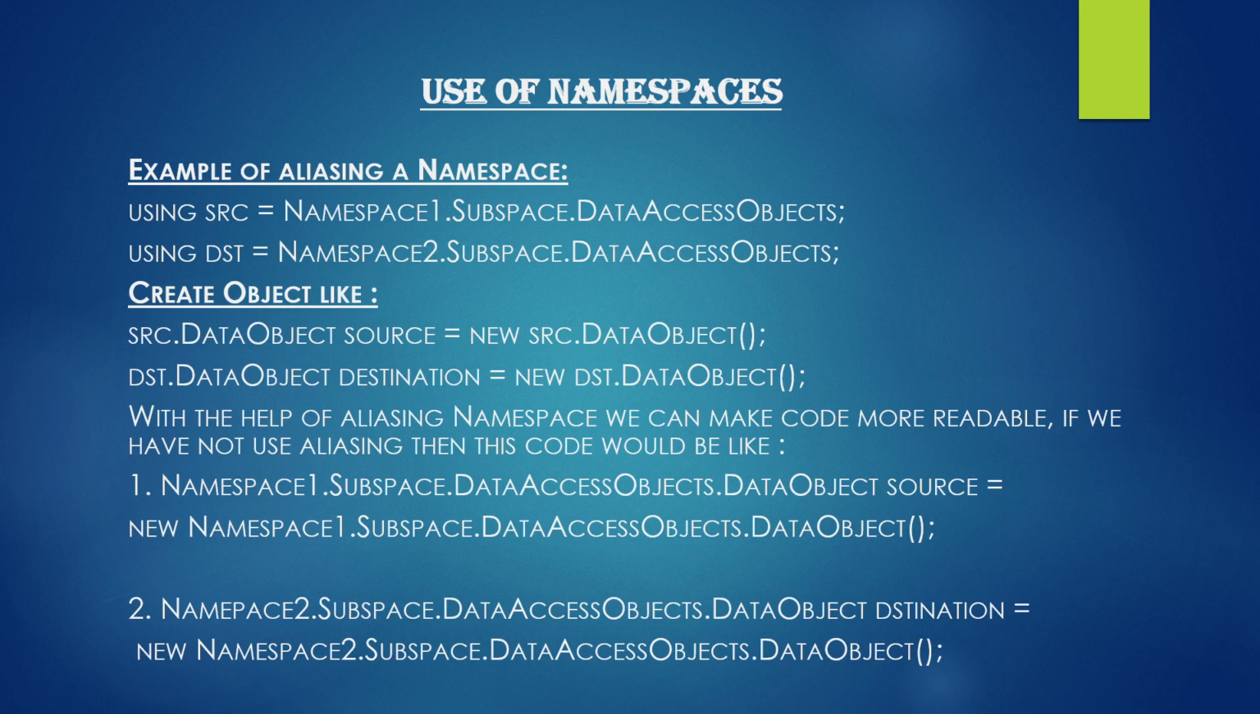If we have not used aliasing, then the code would be like this. Suppose we are not using aliasing for the namespace, then the code looks like this: namespace 1 dot subspace dot data access object dot data object of source equal to this. So you can see here that by using aliasing we have reduced the lines of the code, and we have increased the readability of this code.